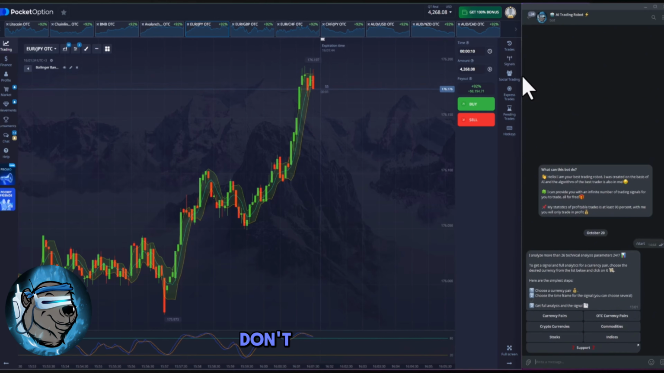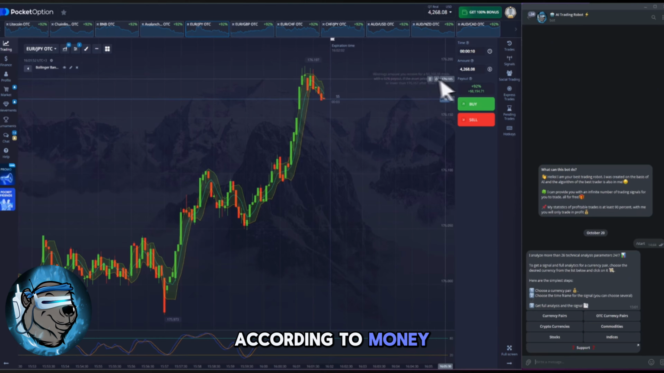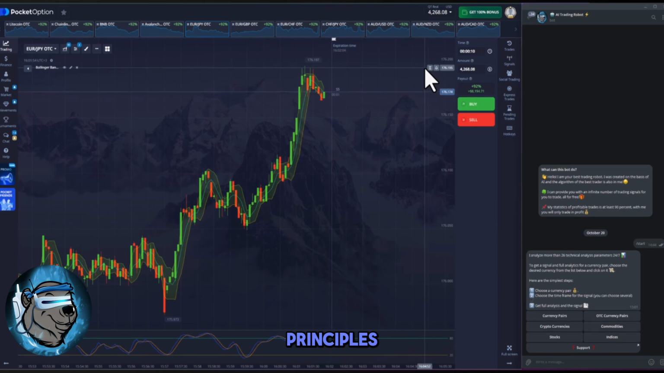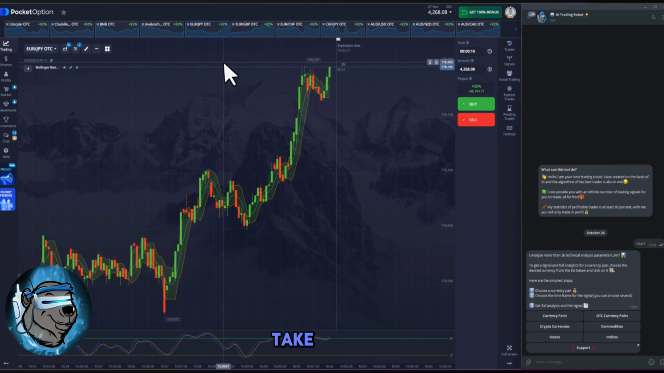But at the same time, don't forget about the trading industry as a whole. Trading is a high-risk field where you can incur losses or even lose all your capital and your entire balance. So if you've decided that you want to get into trading, just keep these risks in mind. Trade strictly according to money management and risk management principles. Because the risk is that your balance can suddenly drop to zero. And please, use only proven strategies. Take care of your money and be careful when trading.